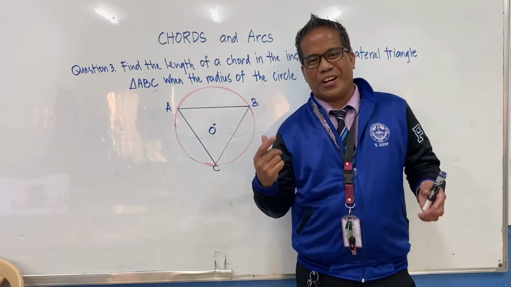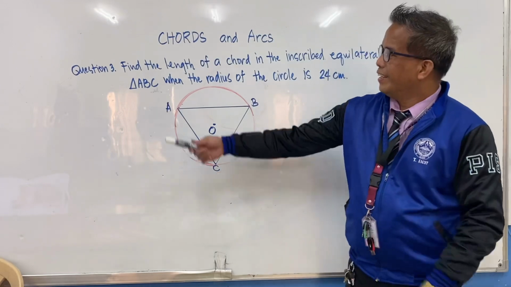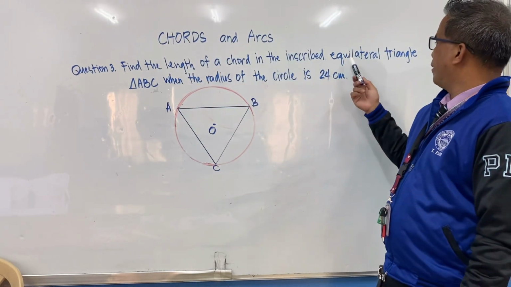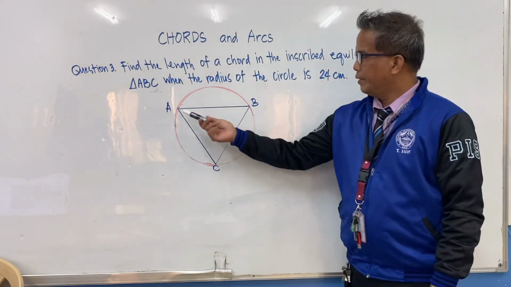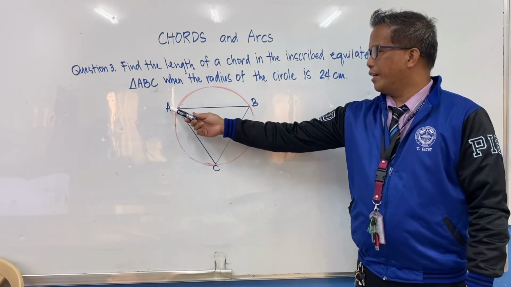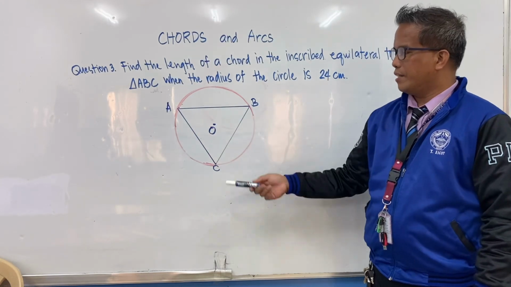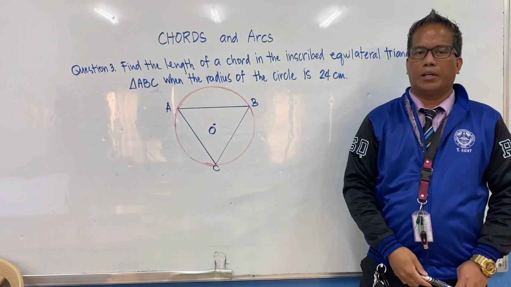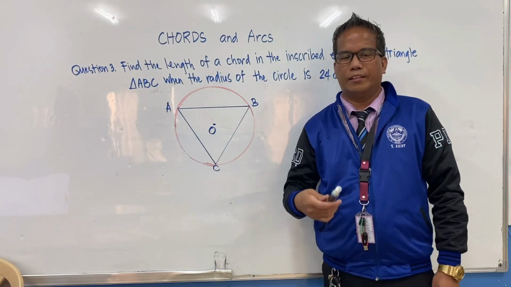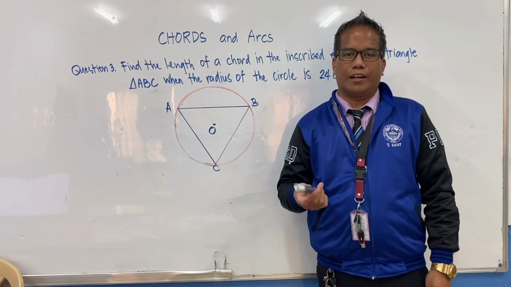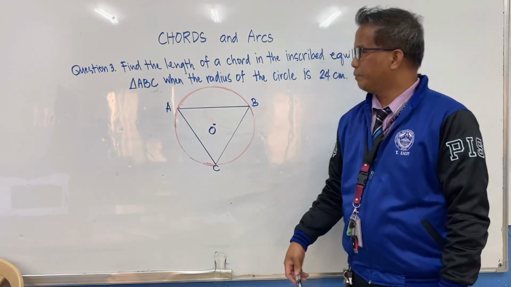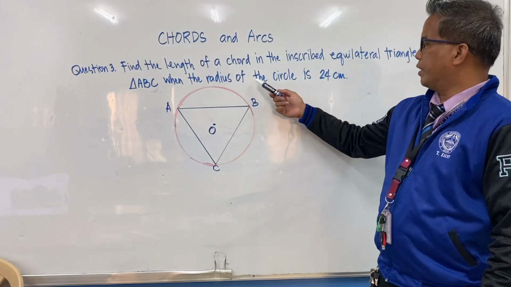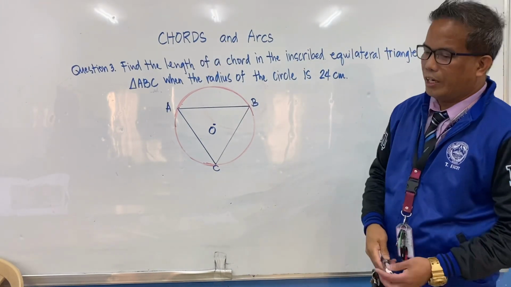Let us answer question number 3. Find the length of a chord in the inscribed equilateral triangle. So this is equilateral triangle ABC. Meaning all the 3 sides have equal measurement. Then an equilateral triangle is also an equiangular triangle ABC with the radius of the circle 24 cm.